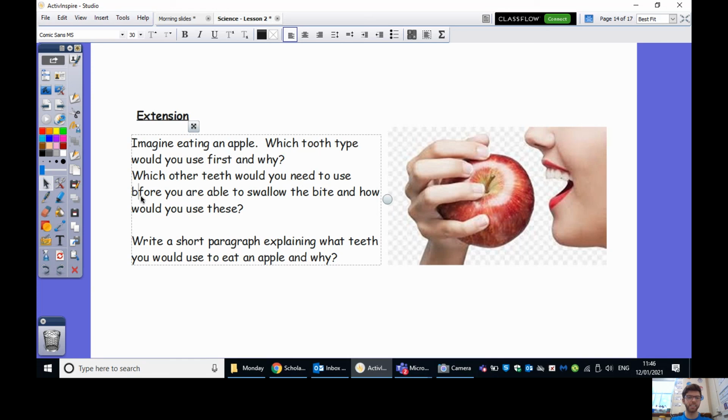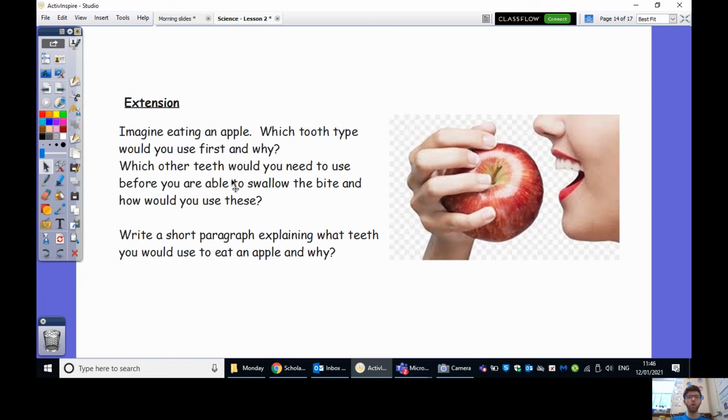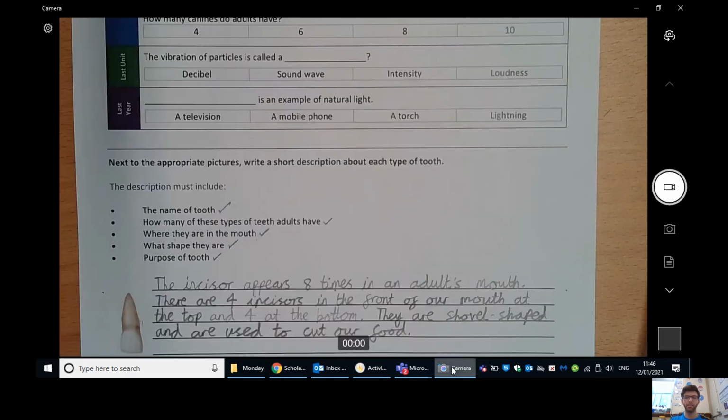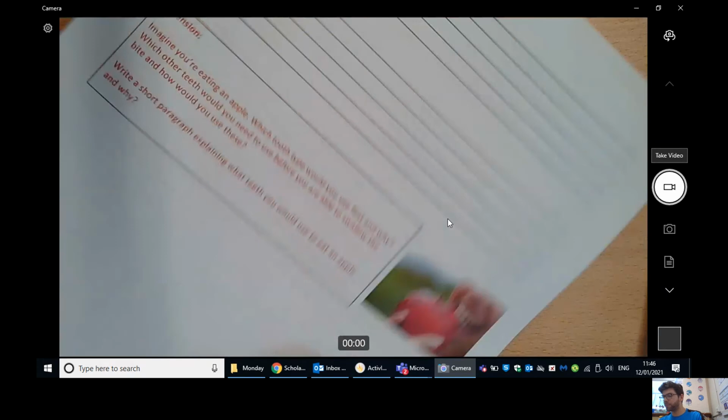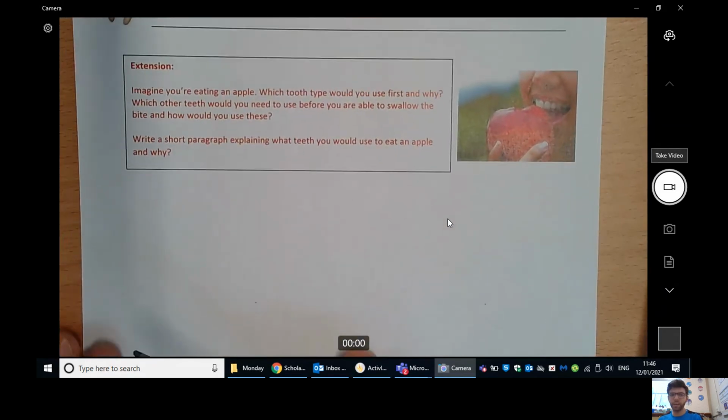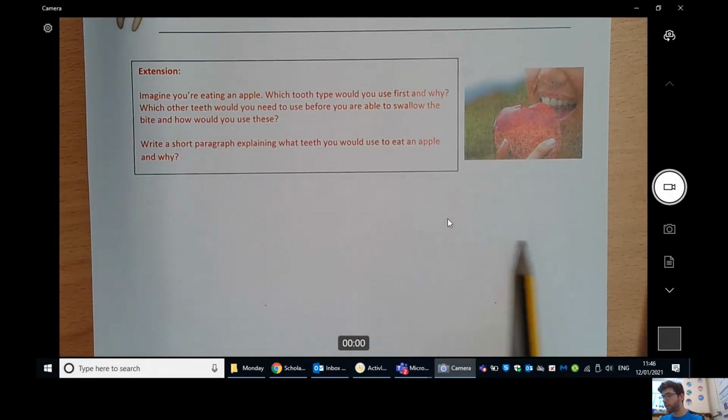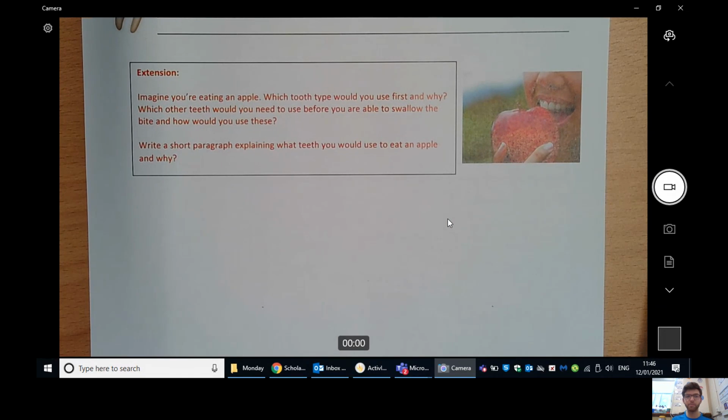Oh, don't like that spelling error. Before you were able to swallow the bite, and how would you use these? Write a short paragraph explaining what teeth you would use to eat an apple and why. So if you've got this sheet again, the extension I will leave on here. Feel free to write a paragraph underneath or on a separate piece of paper is absolutely fine.